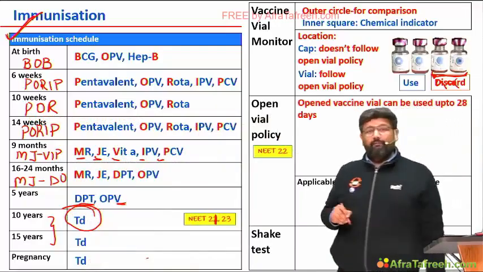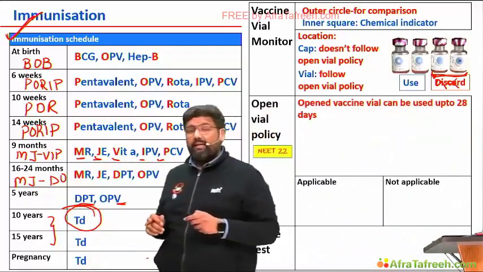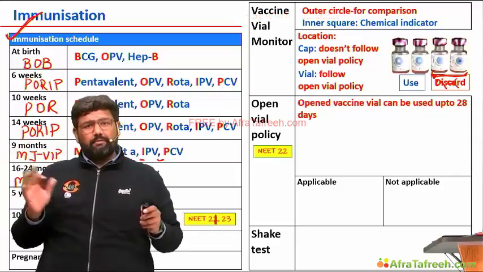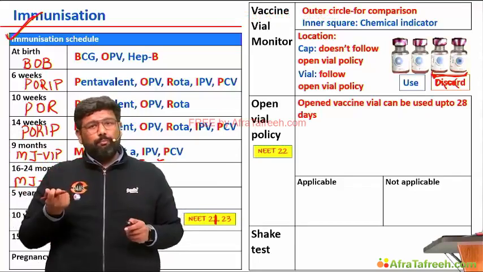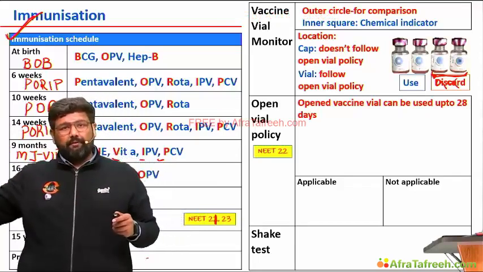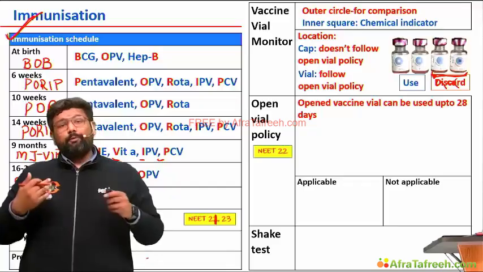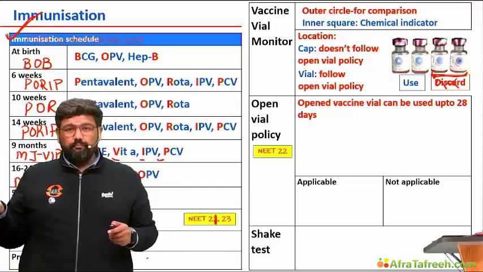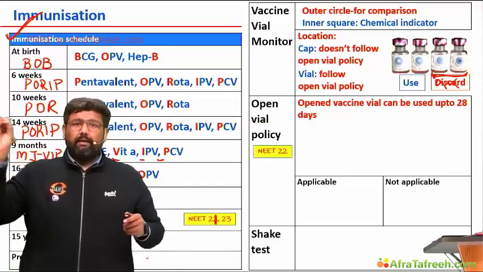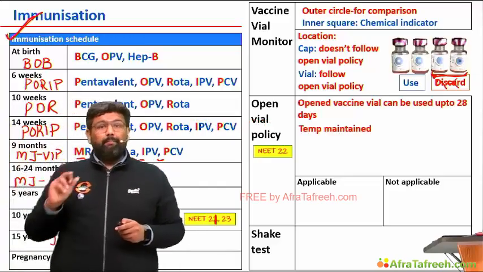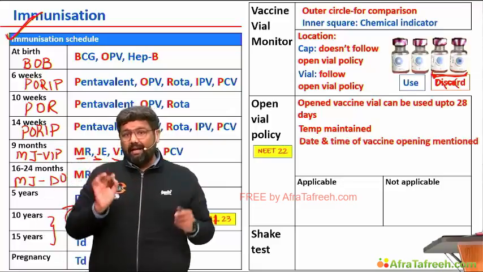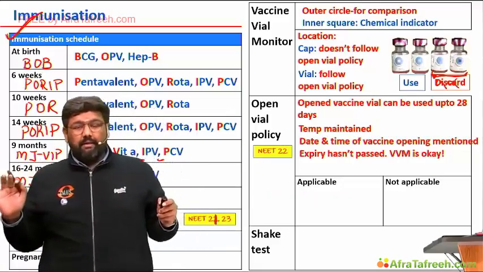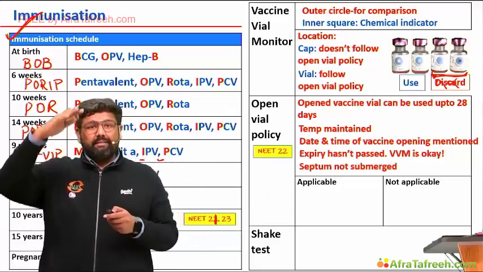Now coming to open vial policy. Before 2011, 2013, every vaccine we used to open, we used to throw it after 4 hours, right? But then open vial policy came. It said once you have opened the vaccine vial, you can use it for 28 days. Temperature should be maintained. Date and time of vaccine opening should be mentioned. Expiry should not pass. VVM is okay. And the septum is not submerged.